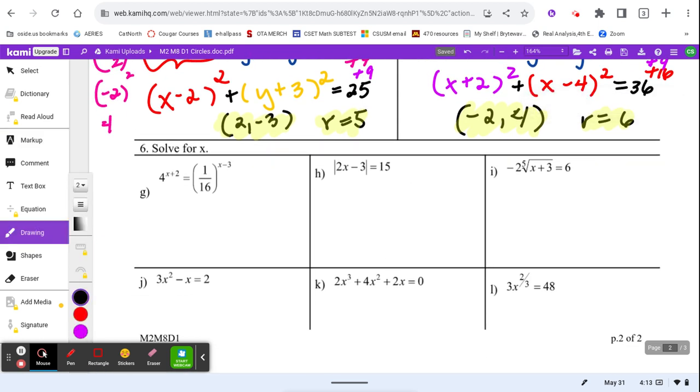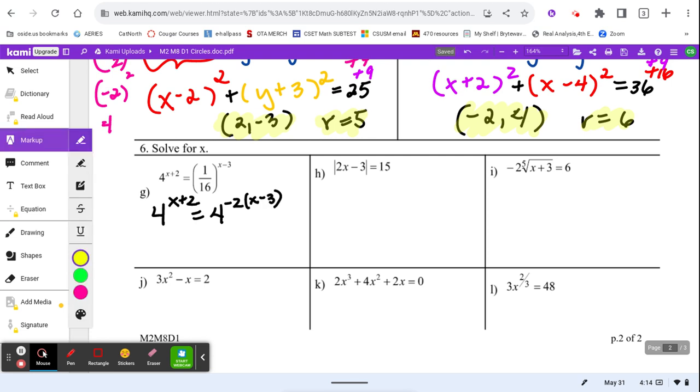Now this bottom section is a finals review of all the types of equations we should be familiar with. Here's a Math 1 equation where you need to turn the 16 into a base of 4. Well, 4 to the negative 2 power is another way of saying 1/16.